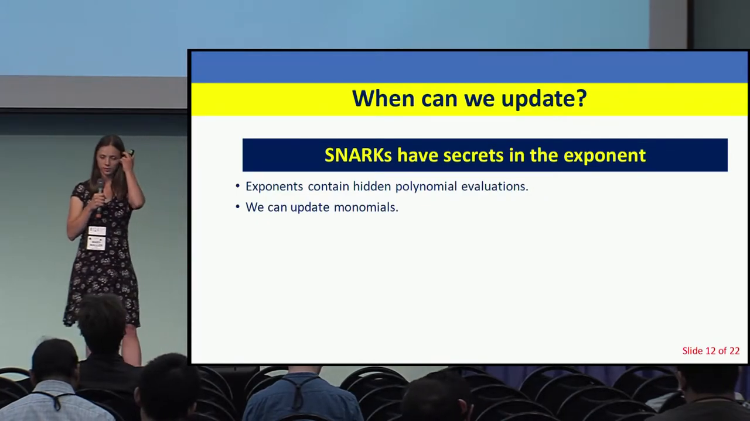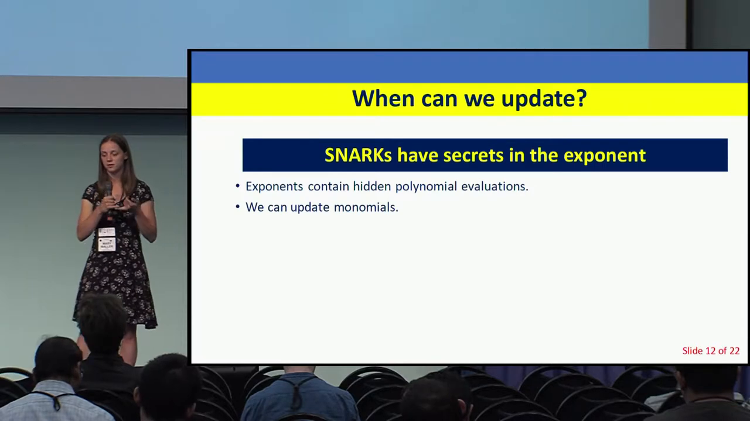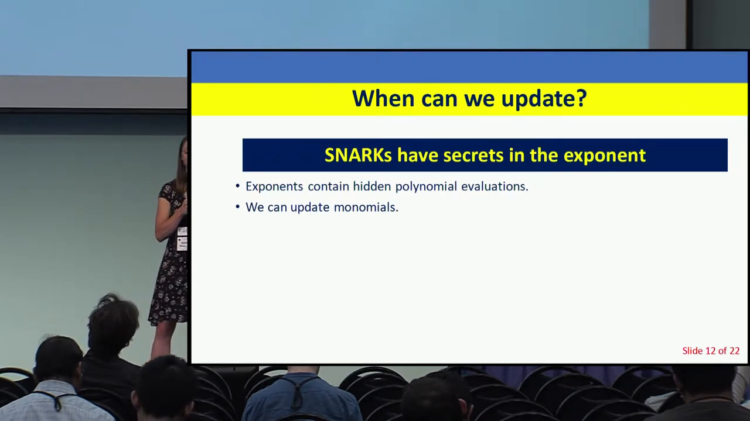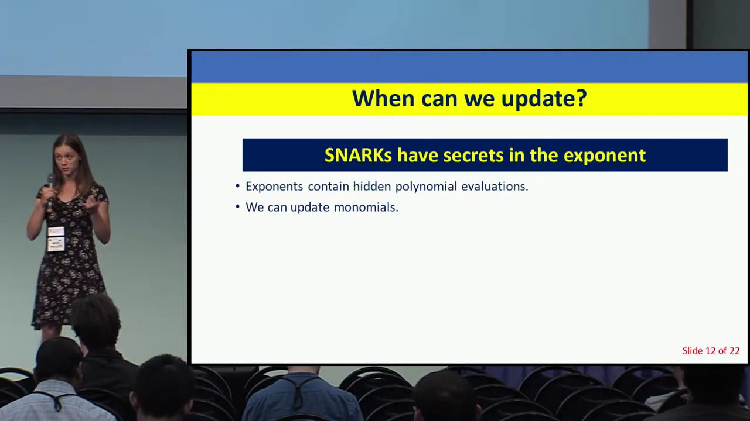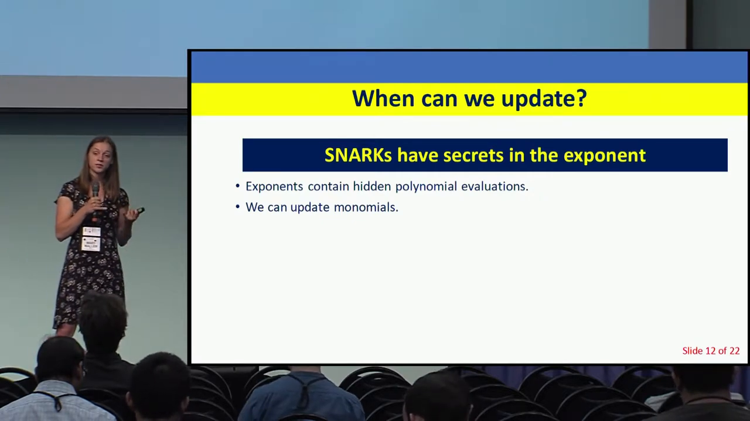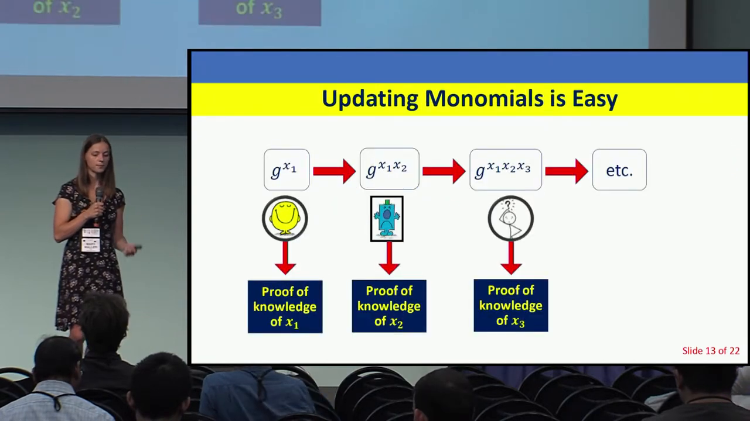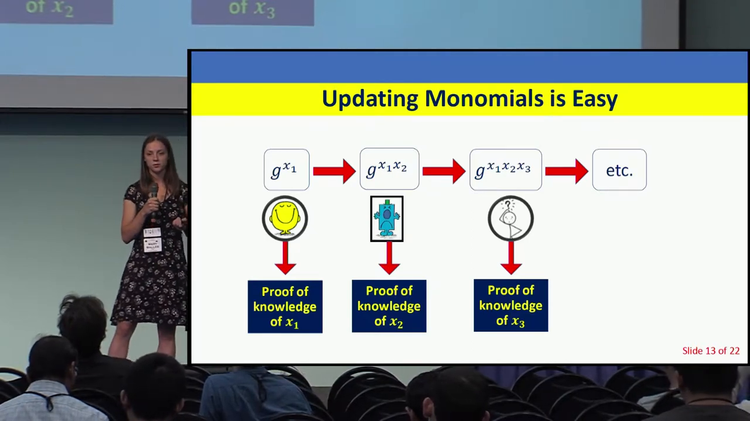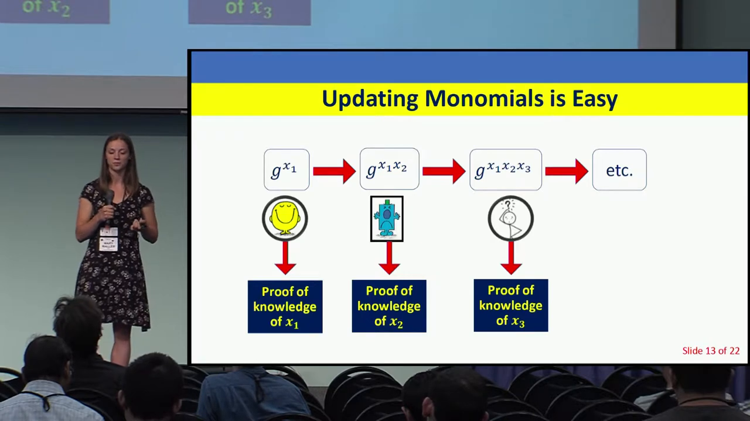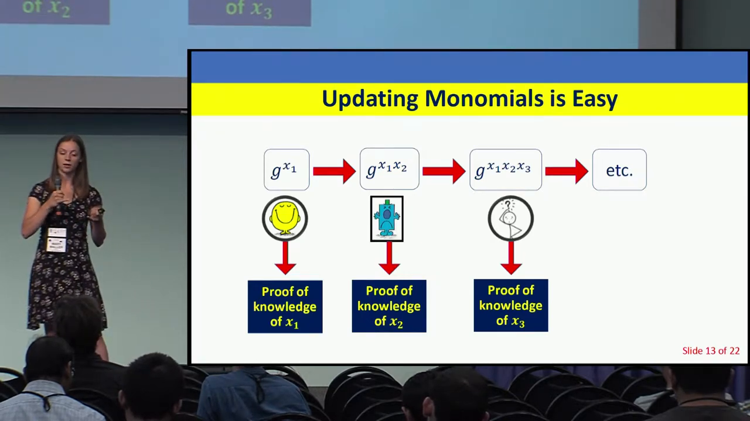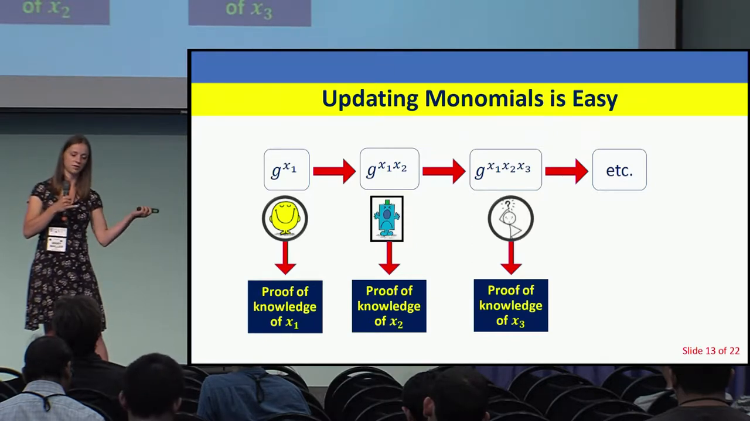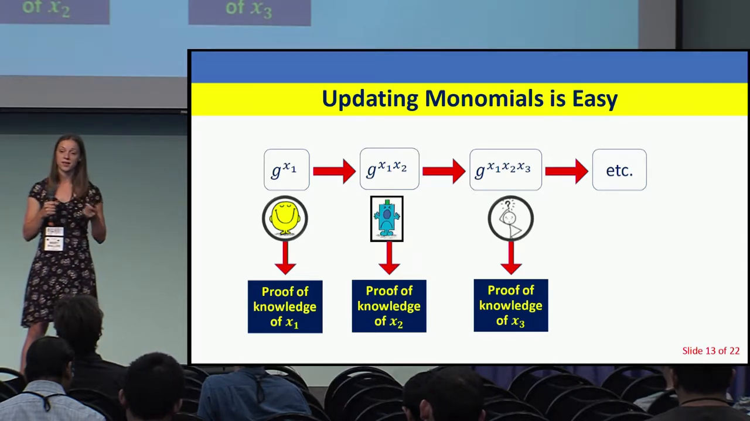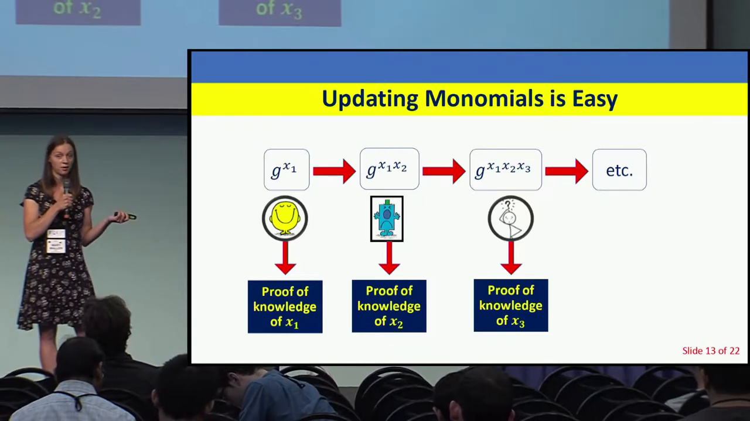How do we do this? Well, I was talking before about SNARK common reference strings having structure. Essentially, their structure comes from there being secrets in the exponent, and that is secret polynomial evaluations for known polynomials. And when the polynomials in question happen to be monomials, this is very easy to do. So for example, say your monomial is the simplest possible one, g to the x. Then the first person would just calculate g to the x1 and provide a proof of knowledge. The second person would then update that, so they would calculate g to the power of x1 times x2, which they can do because they have g to the x1, provide a proof of knowledge of x2, and you can keep doing this. And then if you had g to the x squared, say, you would be able to check consistency because we're working in pairing-based groups.